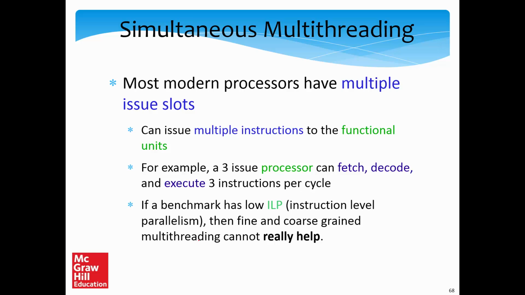Now let's look at simultaneous multithreading, which is the most flexible of all and also the most efficient. It is also the most difficult to implement. Most modern processors have multiple issue slots, which means that we can issue and execute multiple instructions in the same cycle, or rather we can issue multiple instructions to the functional units simultaneously. For example, a 3-issue processor can fetch, decode, execute 3 instructions per cycle.